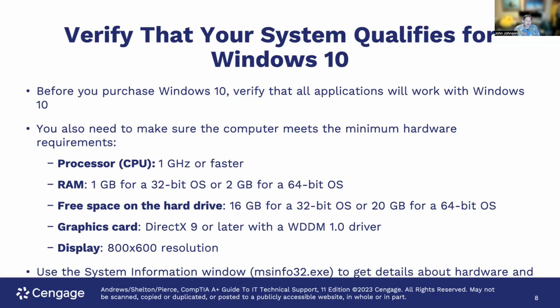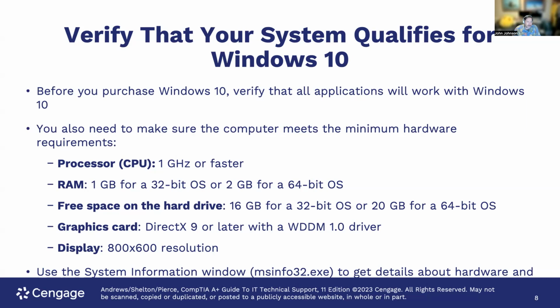So verifying that your system qualifies for Windows 10, you need to, before you actually buy Windows 10, verify that all the applications will work with Windows 10. Some things may not have made the jump. So make sure it's compatible. You also need to make sure that your computer meets the minimum hardware requirements. Microsoft has a list of those, but in general, your CPU has to be 1 gigahertz or faster. I don't know any systems that don't have that type of capabilities.